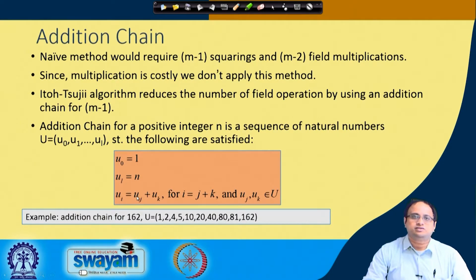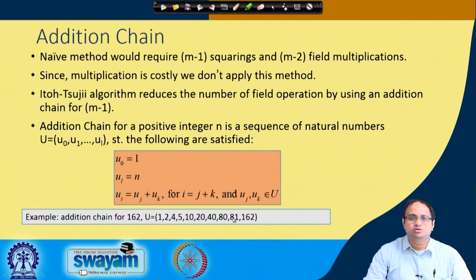So, for example, you can see in this addition chain that this is an addition chain for 162. I have started with 1, my end point is 162. You can observe that in this addition chain 2 can be obtained by adding 1 with itself. Likewise, 4 can be obtained by adding 2 with itself. Likewise, 5 can be obtained by adding 4 with 1. 10 can be obtained with 5 with 5, 20 with 10 with 10, 40 with 20 with 20, 80 with 40 with 40, 81 with 80 and 1, and 162 where we add 81 with 81.